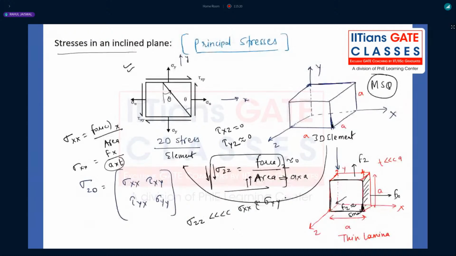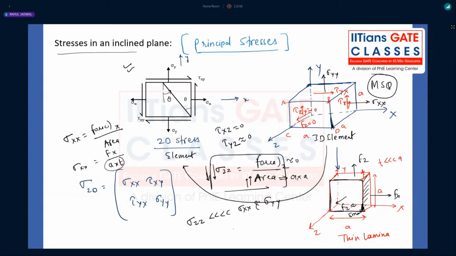Now, if your object is something like this, where you're applying sigma yy here, sigma xx here, tau xy here, and tau yx here, then the stress in the z direction is zero. That means sigma zz is zero, and tau yz and all those are zero. On this ABCD plane, tau in the positive z face and y direction will also be zero.